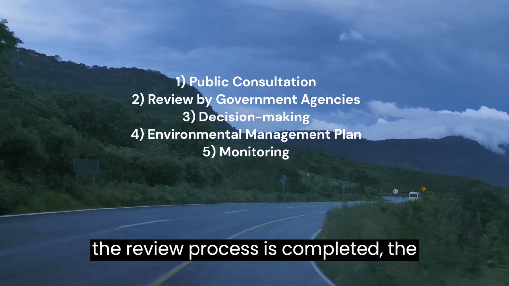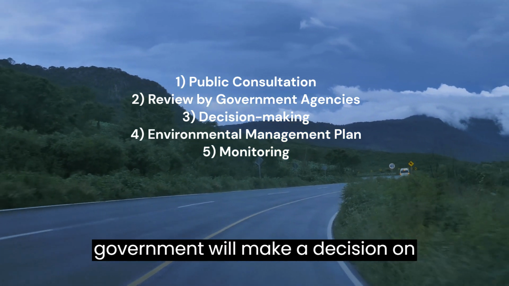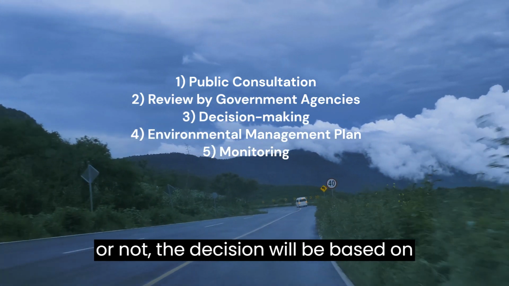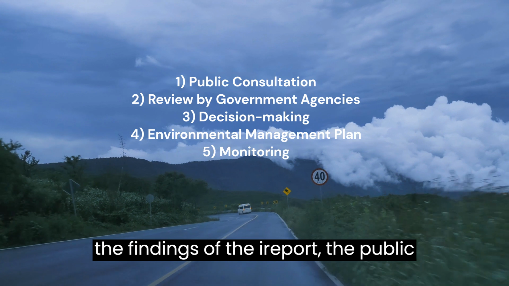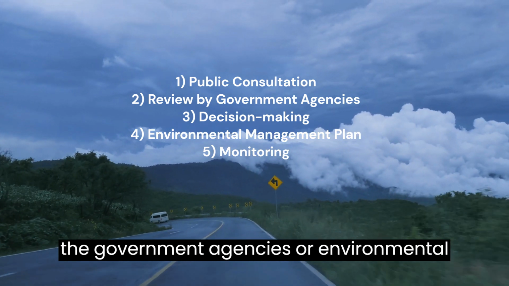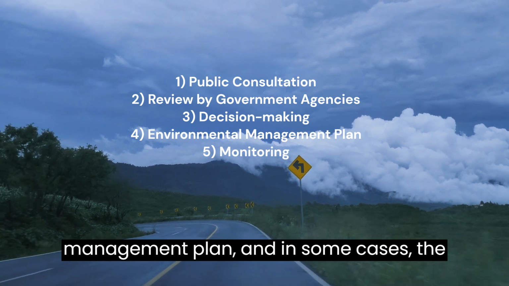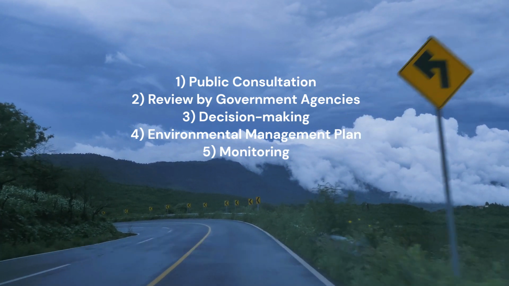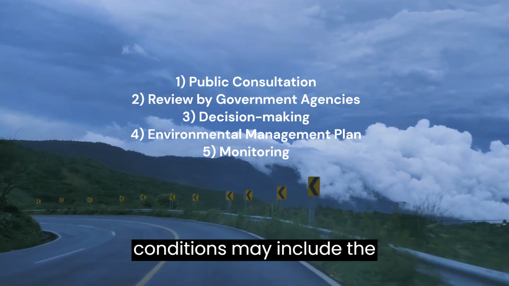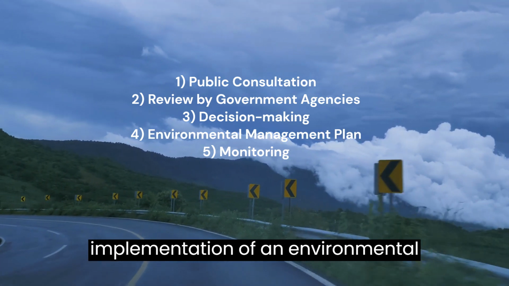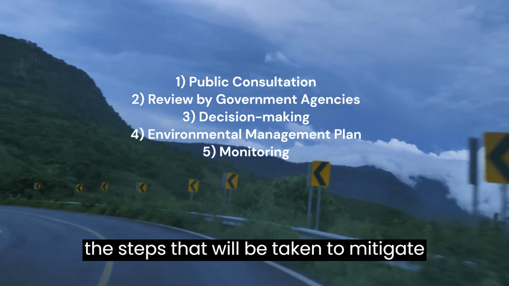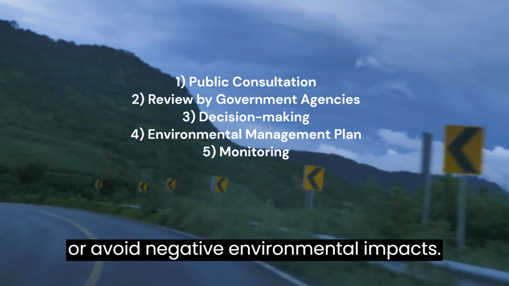After the review process is completed, the government will make a decision on whether to approve the proposed project or not. The decision will be based on the findings of the EIA report, the public consultation, and the recommendations of the government agencies. 4. Environmental management plan. In some cases, the government may approve the proposed project with conditions. These conditions may include the implementation of an environmental management plan, which outlines the steps that will be taken to mitigate or avoid negative environmental impacts.